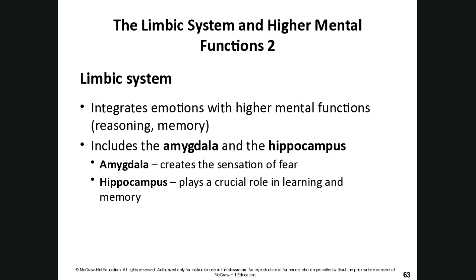And although this RAS and the limbic system aren't actual direct portions of your brain that we can point out, they are equally as important as any of those areas that we've discussed. So your limbic system integrates emotions with higher mental functions, so reasoning and memory. This includes your amygdala and the hippocampus. The amygdala is the portion of your brain that creates the sensation of fear.